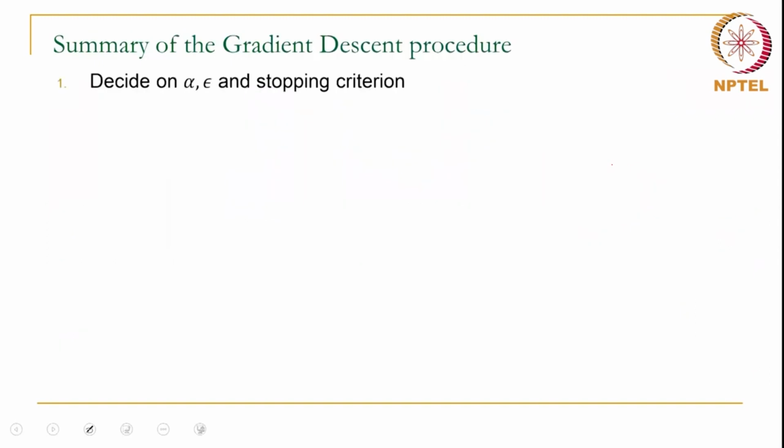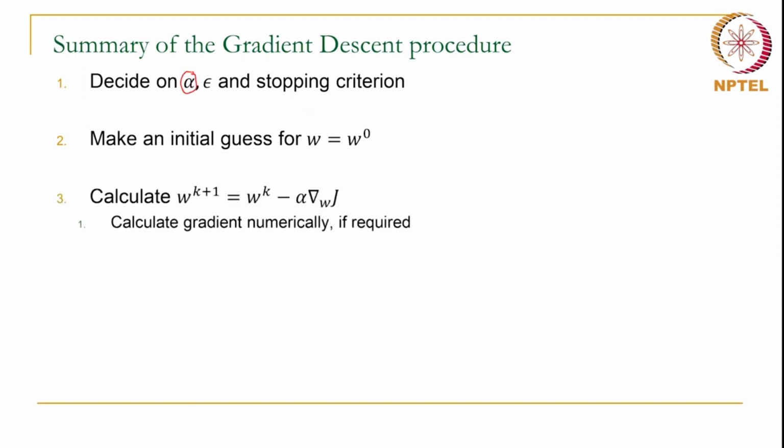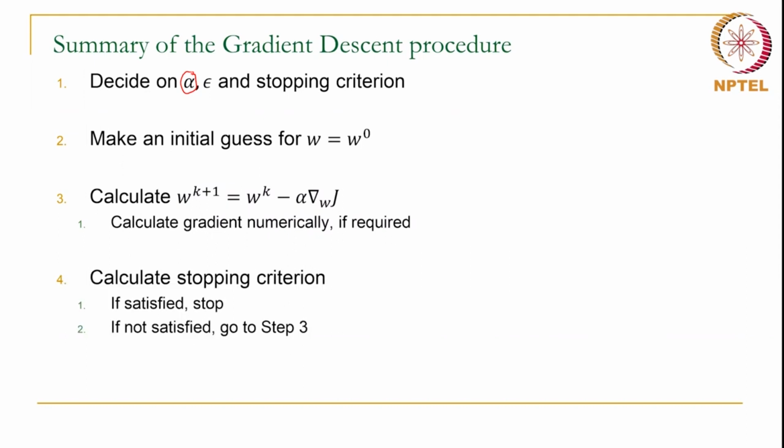So the summary of the gradient descent procedure is: decide on alpha and epsilon. How do we decide on alpha is a question I'll come to shortly. Make an initial guess, update the guess, and calculate the stopping criteria. If you are satisfied, you stop. If not satisfied, you keep on going and calculate. So any questions at this point?